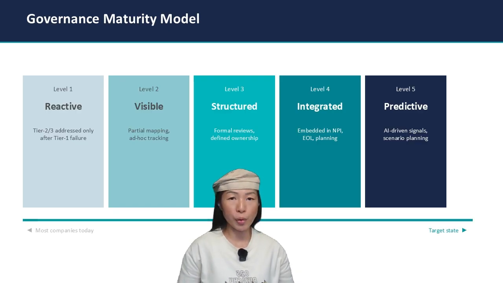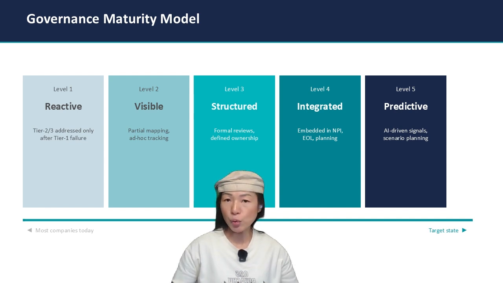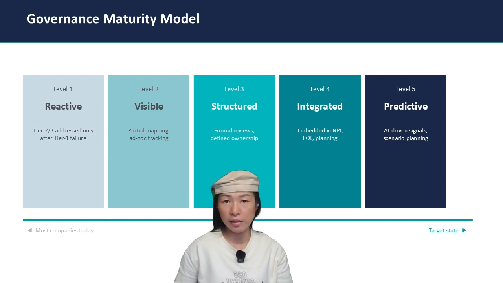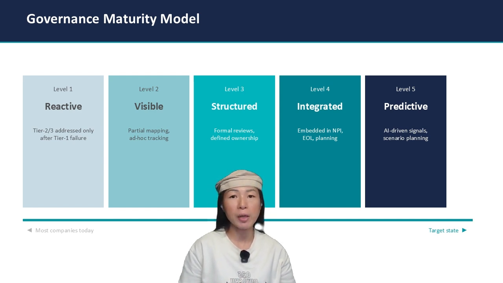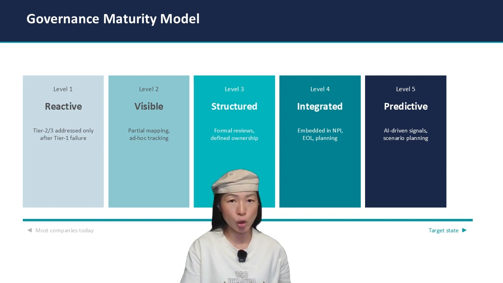Maturity does not happen overnight. It's a deliberate journey. This 5-level model provides a clear roadmap for progression. Most companies today sit at level 1 or 2, reacting to Tier 2, Tier 3 issues only after they surface through Tier 1 failure, or doing partial ad hoc mapping without formal governance. Level 3 introduces structural reviews and defined ownership. This is where the governance framework we discussed earlier takes hold.